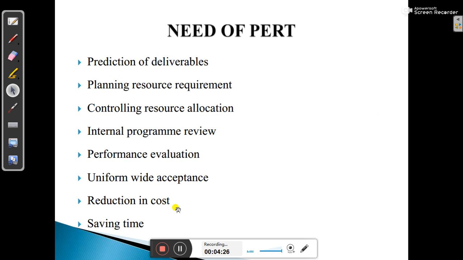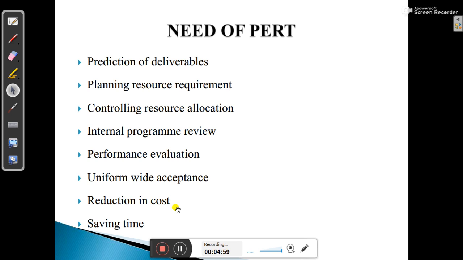Then why do we need Pert, or the need of Pert? Using Pert we can predict the deliverables, meaning whenever your project or the parts of your project will be delivered, at what amount of time, at what duration. Planning resource, equipment or resource requirement: you can plan the resource requirement as per the need of the projects or subsystems or sub functions. Controlling resource allocation: you can control the resource allocation.